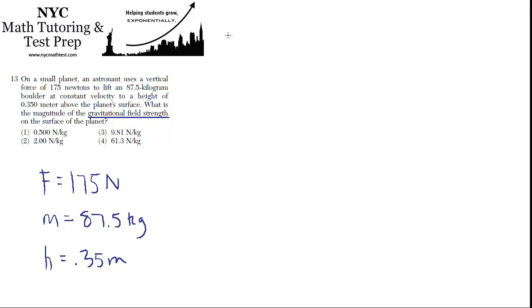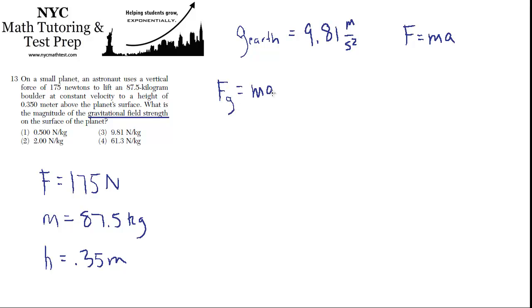So this isn't planet Earth, so we know on planet Earth, g for Earth, the acceleration due to gravity is 9.81 meters per second squared. Another way to think of this, right? Remember, we say F equals ma is the general form of Newton's second law. But when we're talking about the force of gravity specifically, we say Fg equals mg. And on Earth, g is 9.81.